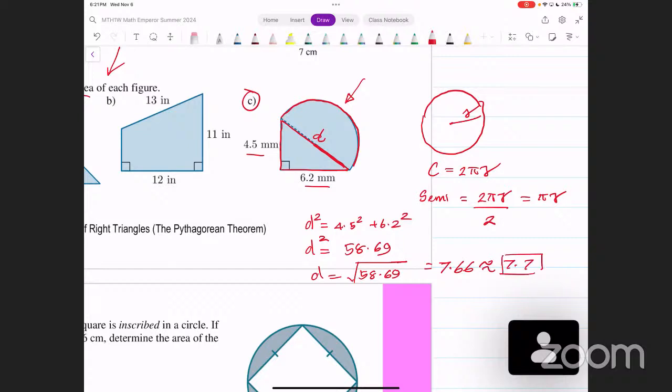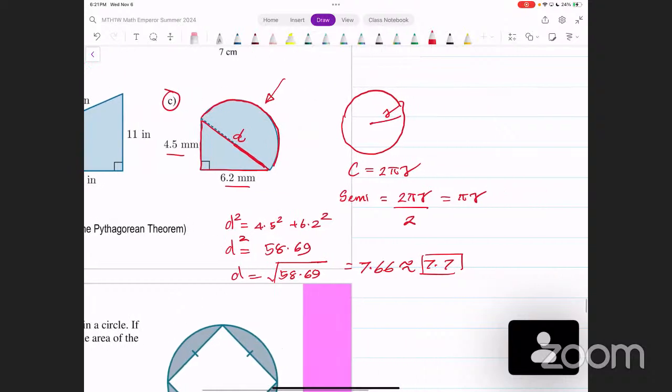For this one, you guys can't take 30 seconds to do that. You need to get it done like that. Otherwise, you're not ready for your grade 9 math. This is pretty straightforward, d. So we know the diameter is 7.7.